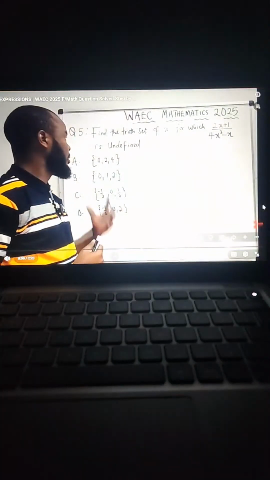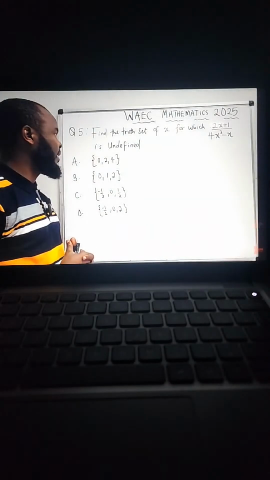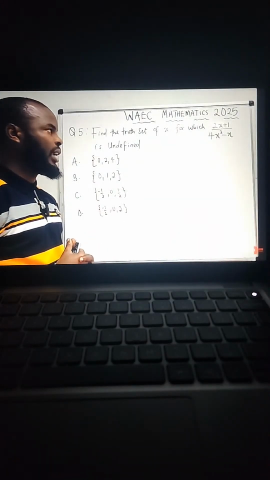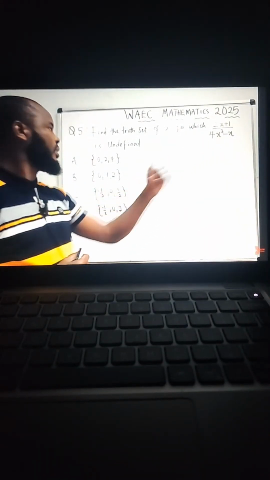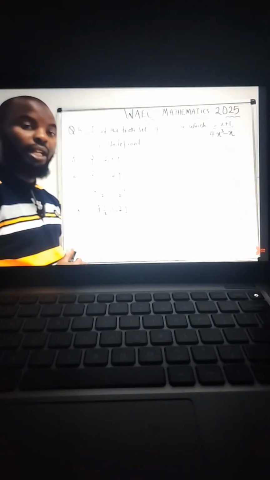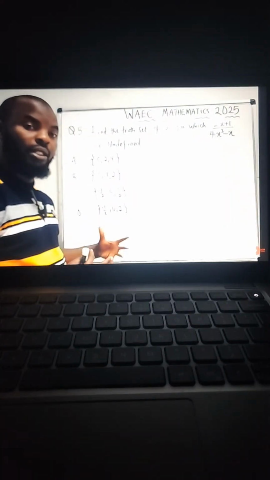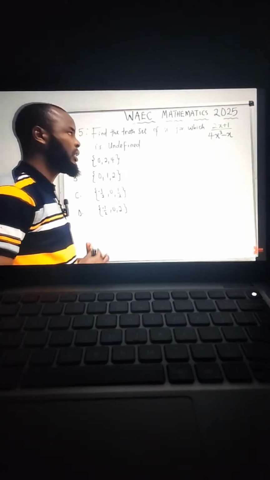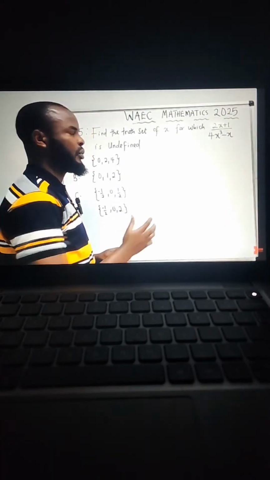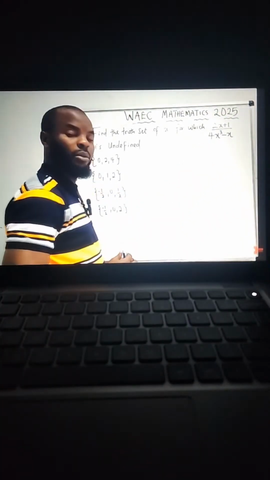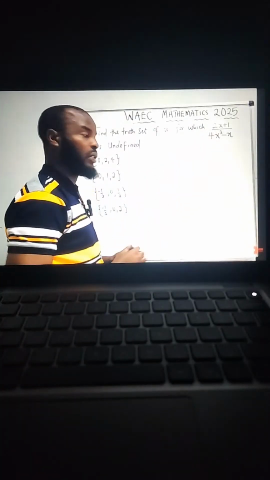Welcome back, viewers. This is question number 5. It says, find the truth set of x for which this is undefined, and we have the options given to us. Let's do this. Now, to say if this is undefined, what you have to do is equate your denominator to 0, because that's going to make this expression undefined.